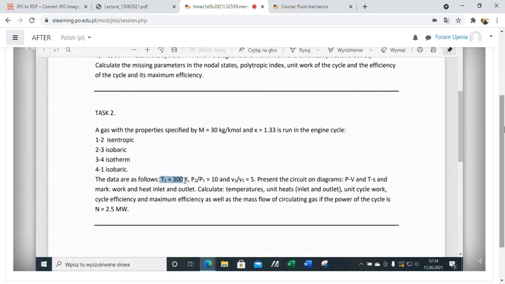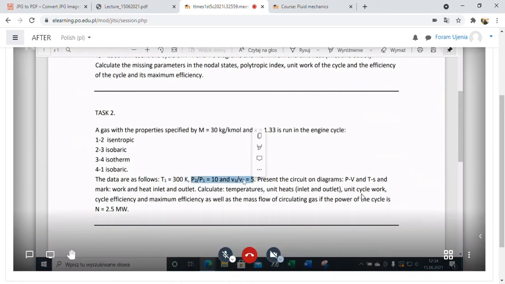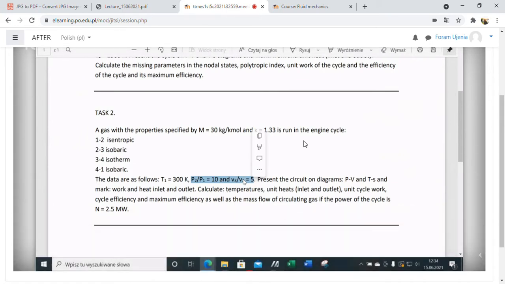At point number 1 is 300 Kelvin. But this time, we don't know the specific value in characteristic nodal points. We know the ratios, yes, between, for example, P2 and P1 and V3 and V2, okay? So, what we have to do, present the circuits on both diagrams, okay?